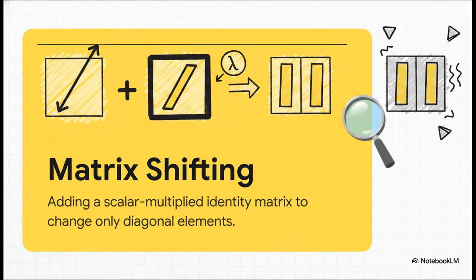There's also this neat trick called shifting a matrix. Technically, in pure linear algebra, you can't just take a single number and add it to a whole matrix. But you can add a scalar multiplied identity matrix. Because the identity matrix is mostly zeros with ones on the diagonal, doing this only adds your number to the diagonal elements, leaving the rest of the matrix completely untouched. It's an incredibly powerful trick, used heavily in machine learning and deep learning to stabilize models.